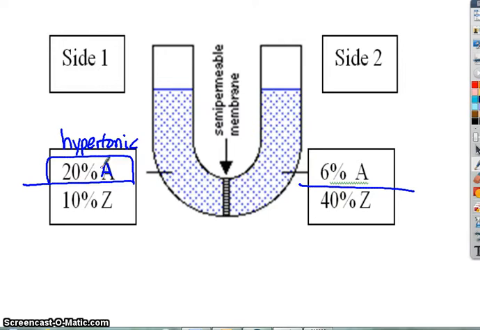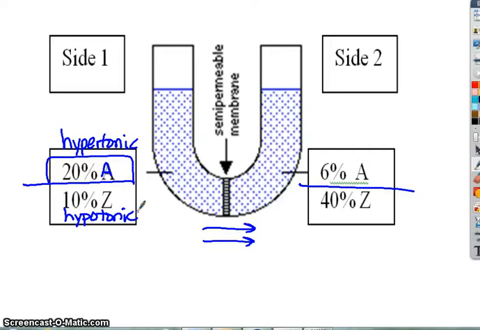If A can pass through this membrane, which way will it go? Well, it will always go by diffusion, random molecular motion. It will tend to go from where there's more to where there's less. That's the definition of diffusion. And so A would tend to go to the right. On the other hand, if we were just looking at Z, we would see the opposite. Z, we're actually hypotonic over here with respect to the other side, as far as just Z goes. And if Z could pass, Z would go the other direction. It would go from where there's more to where there's less.